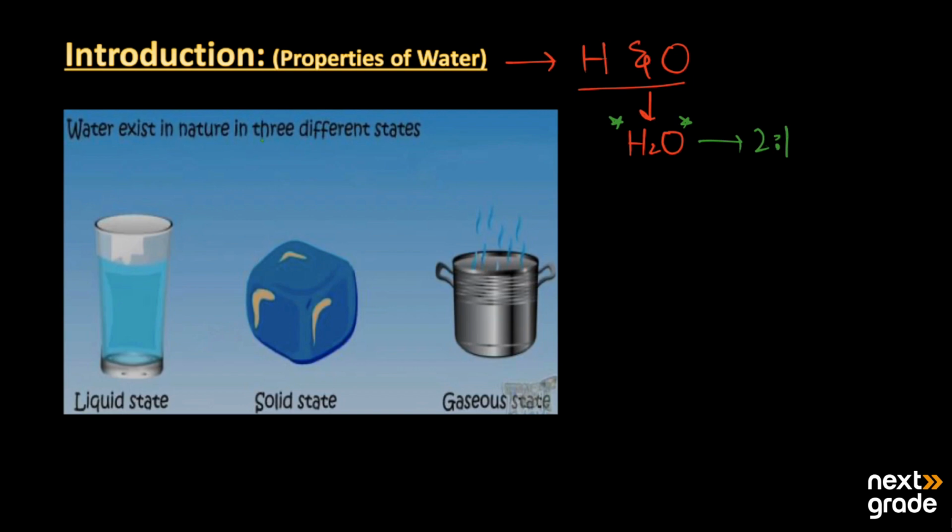Water exists in nature in three different states. What are the main physical states of water on the earth's crust? It can exist in three main states. Number one, the liquid state, the water that we use for drinking. Second, the solid state in the form of ice. And third, the gaseous state: it can be converted into vapors at high temperature. So these are the three physical states of water that are present on the earth's crust. This was the simple physical state of water in which it can exist.